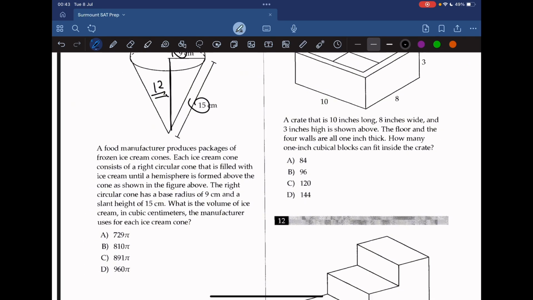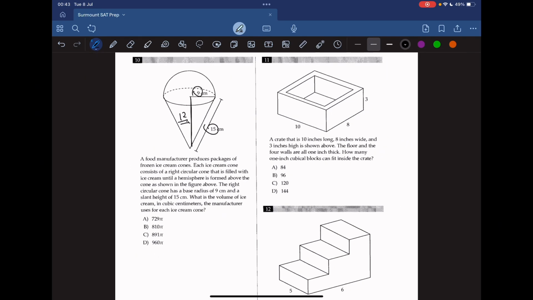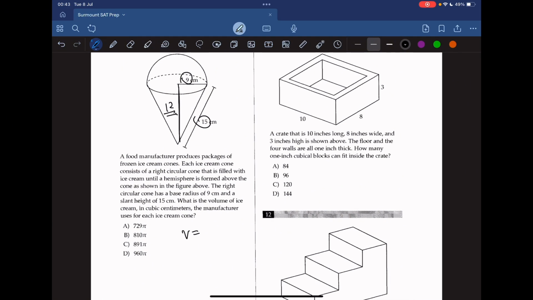So good. Now we know the height of the cone. And to find the volume of ice cream, it must be the total volume, which means we have to find the volume of the cone and add it to the volume of the hemisphere, right?